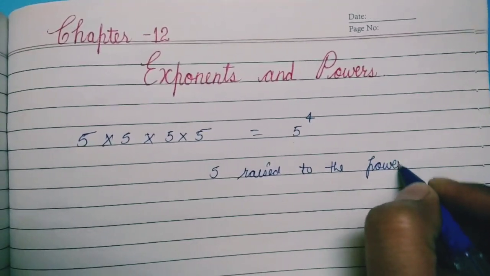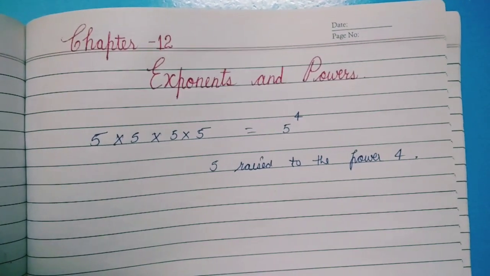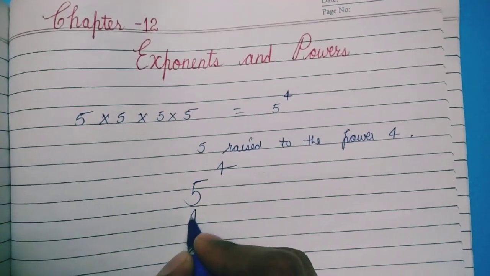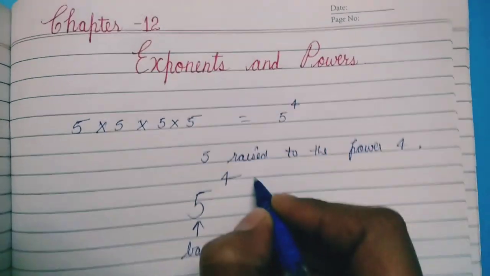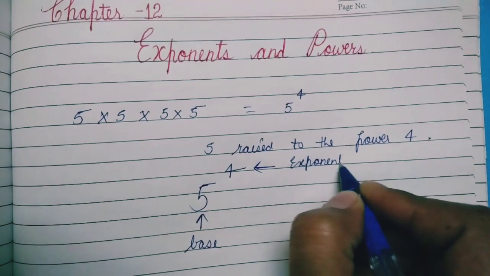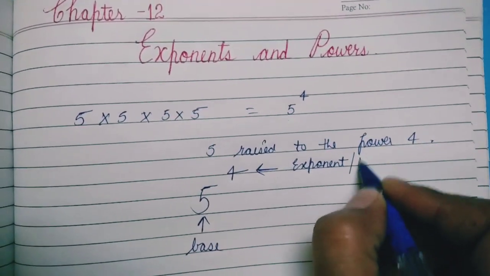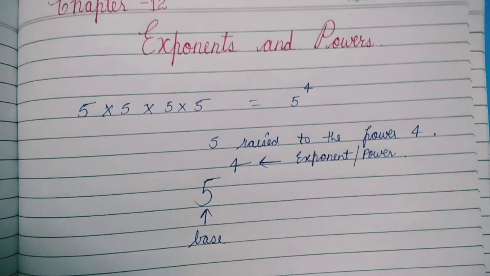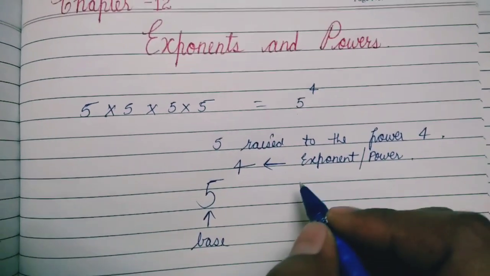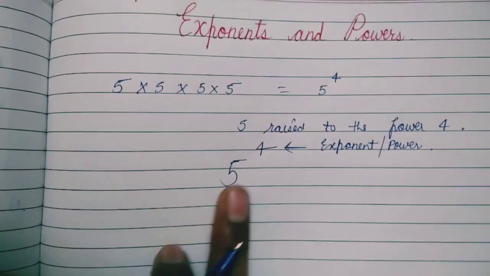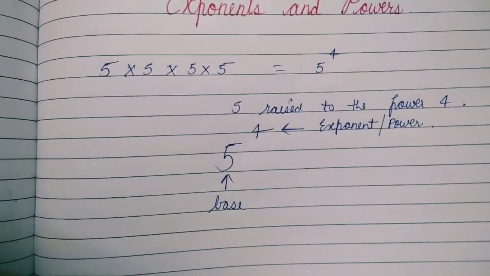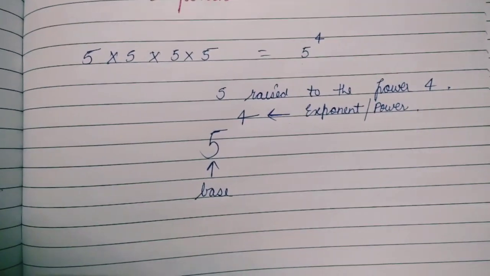5 raised to the power 4. Okay, 4 is the power of 5, where 5 is the base and 4 is the exponent or power. Sometimes in some books it is also known as the index value. So 5 is the base and 4 is the power, so it is pronounced as 5 raised to the power 4.